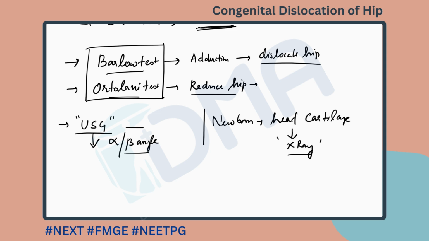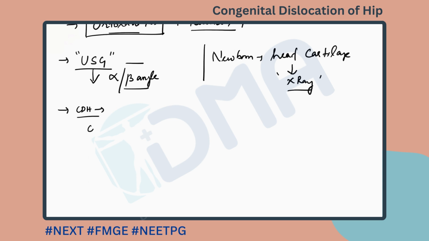Now, once you diagnose the child with CDH, how are you going to treat congenital dislocation of hip? If the child is between the age of 0 to 6 months, you can apply a harness called the Pavlik harness.